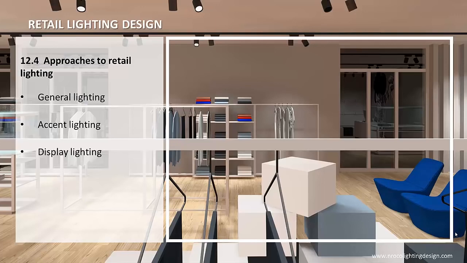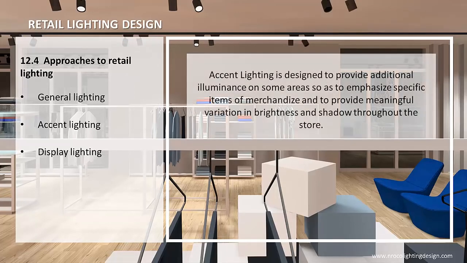Chapter 12.4.2 Accent Lighting. Accent lighting is designed to provide additional illuminance on some areas so as to emphasize specific items of merchandise and to provide a meaningful variation in brightness and shadow throughout the store. If well done, accent lighting can guide shoppers through the shop and draw their attention to merchandise. The best form of accent lighting depends on the area to be accented.